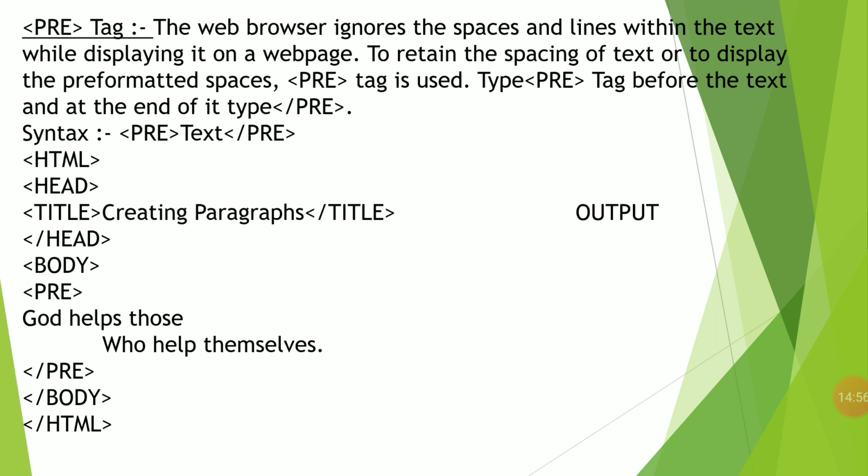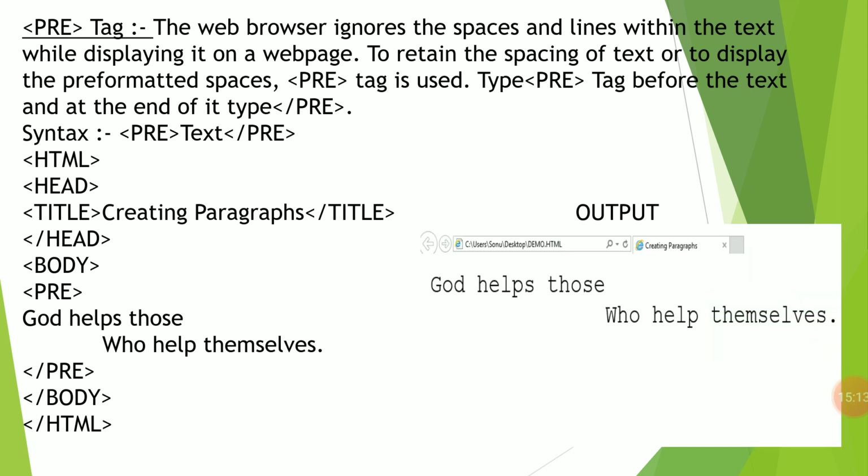Here I have mentioned the example, and inside the pre tag I have written the text: God helps those. Next line, in the next line I have written: who helps themselves. Like this I have written inside the pre tag, and when you run it, it will appear like this. If you do not use the pre tag, then the output does not appear like this. So if you want your text to be pre-formatted, for this we have the pre tag.